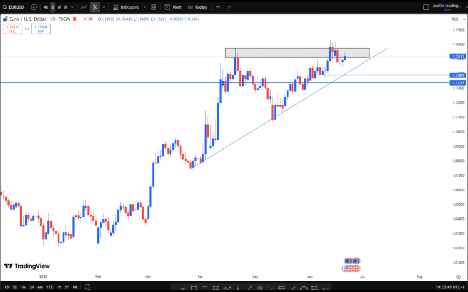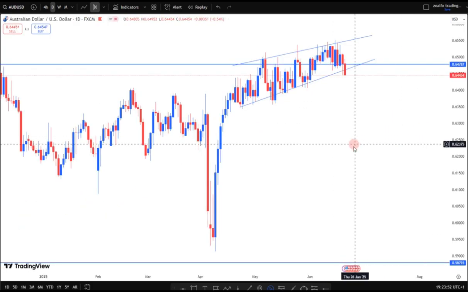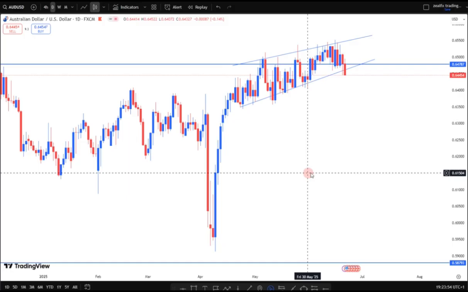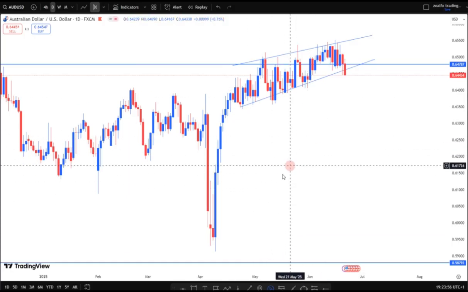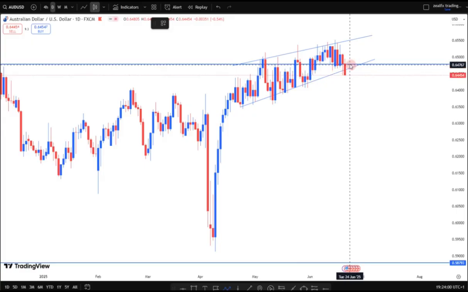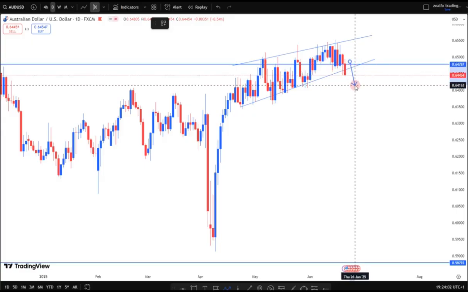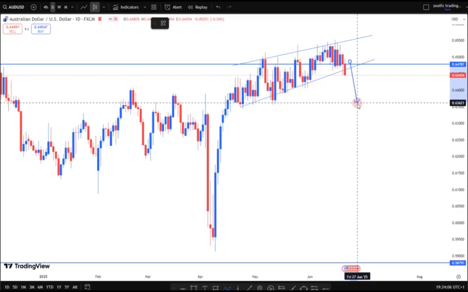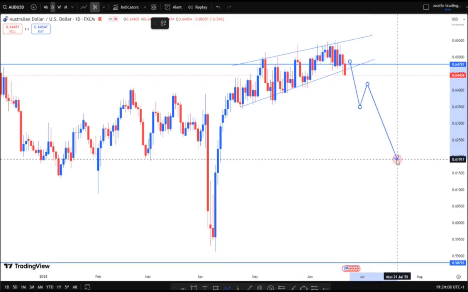So let's look at our next pair, which is the AUDUSD. The AUDUSD on my daily chart has this uptrend structure, but we expect price to break this low. If price breaks out of this low, we expect price to go down.